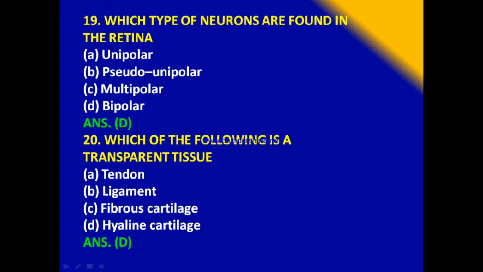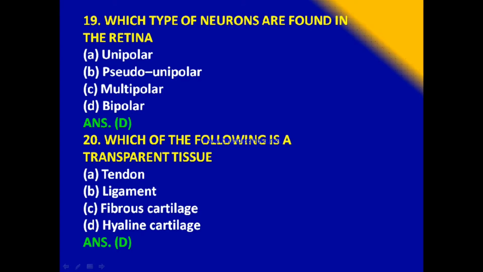Number 19 question. Which type of neurons are found in the retina? Unipolar, pseudo-unipolar, multipolar or bipolar? So which type of neurons are found in the retina of the eye? Pseudo-unipolar types of neurons are found in the retina of the eye.